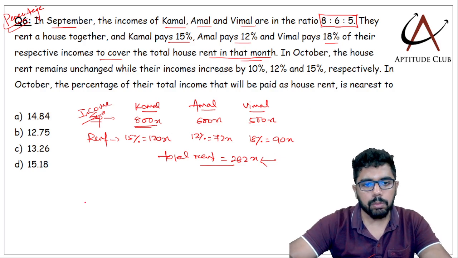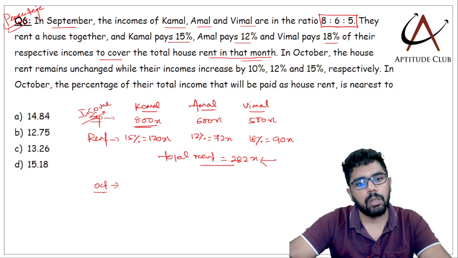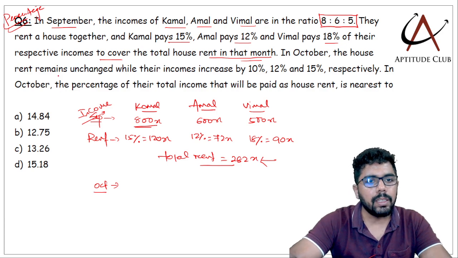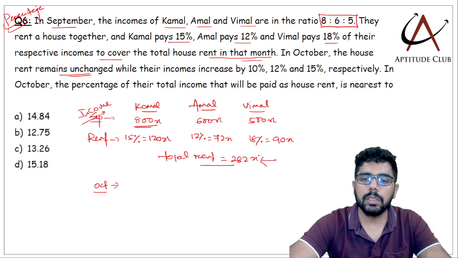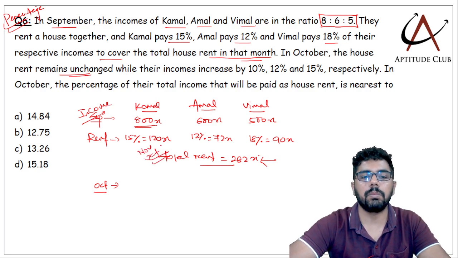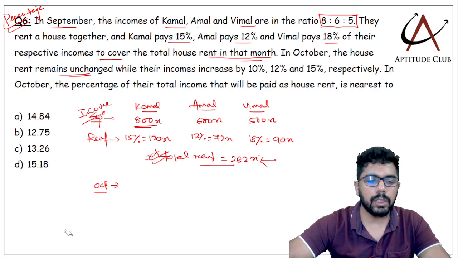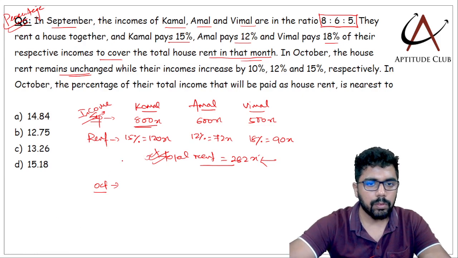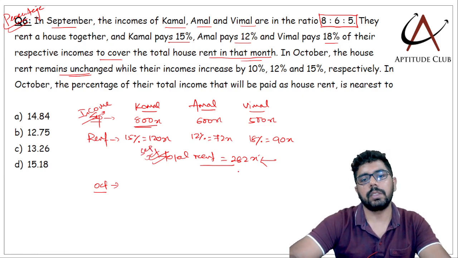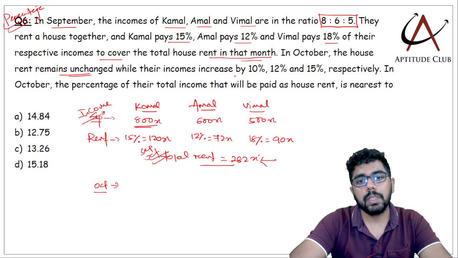Next it is saying in October, the rent remains unchanged. That means this is the rent in October as well, the October rent as well as the September rent. So the rent is not changing. September and October rent is the same, but their incomes have changed.